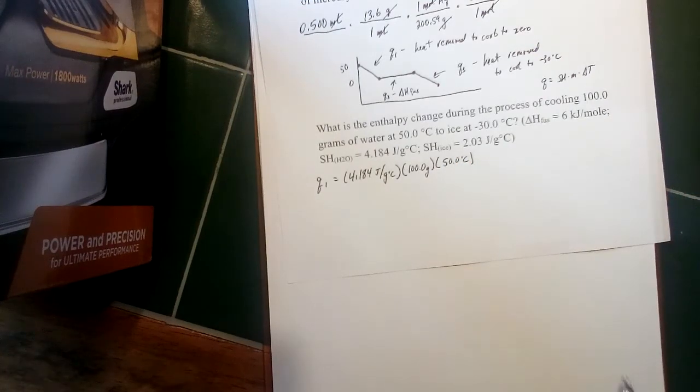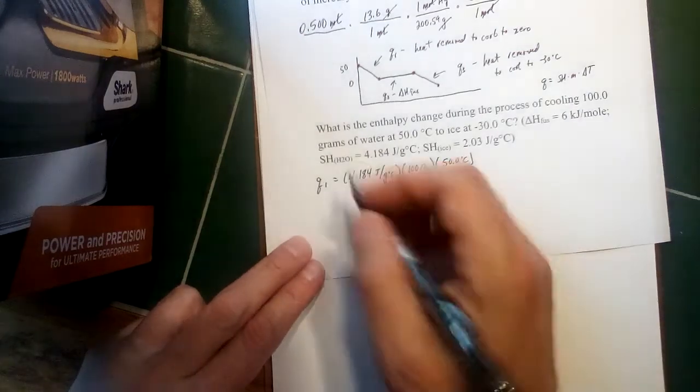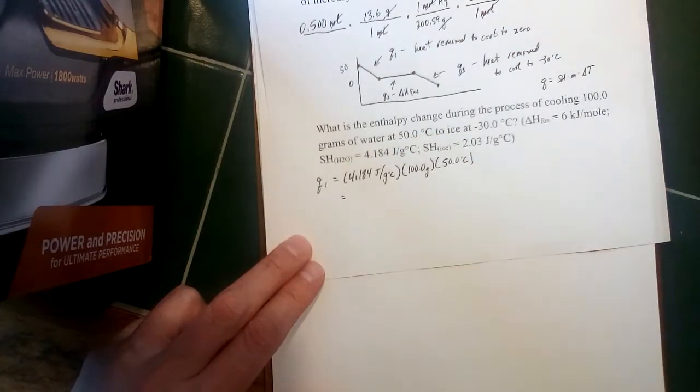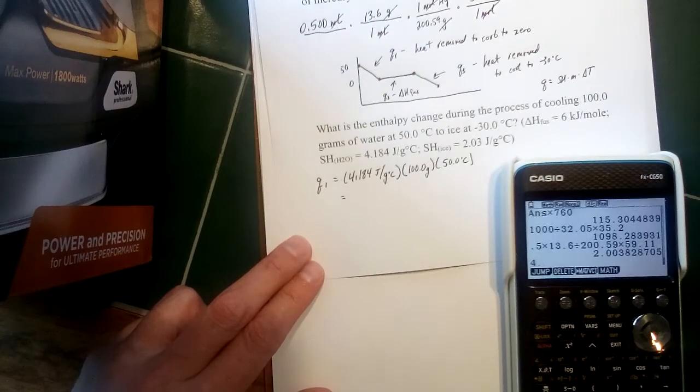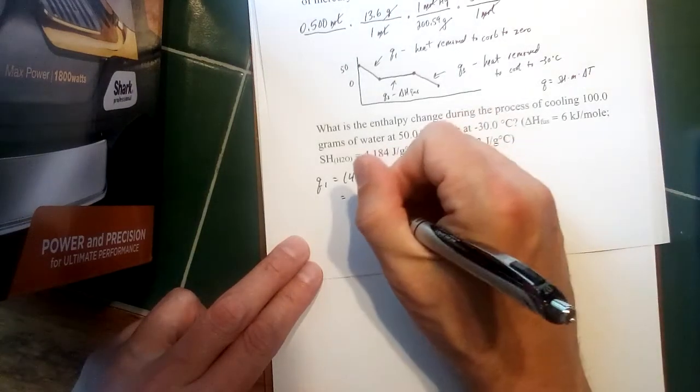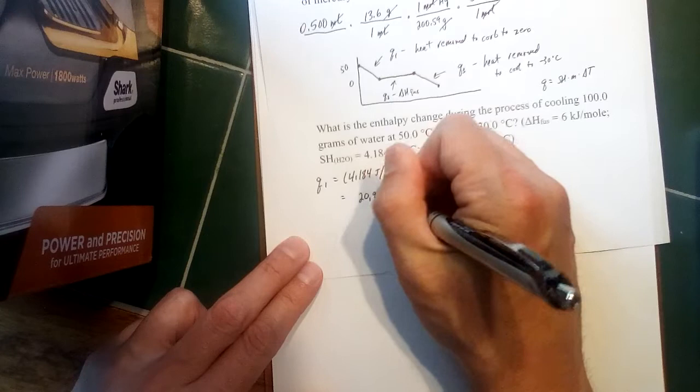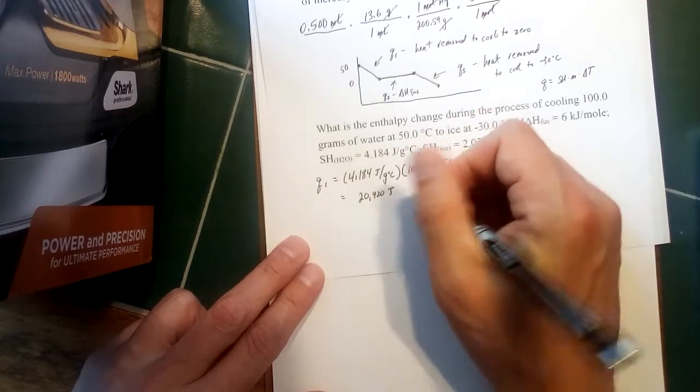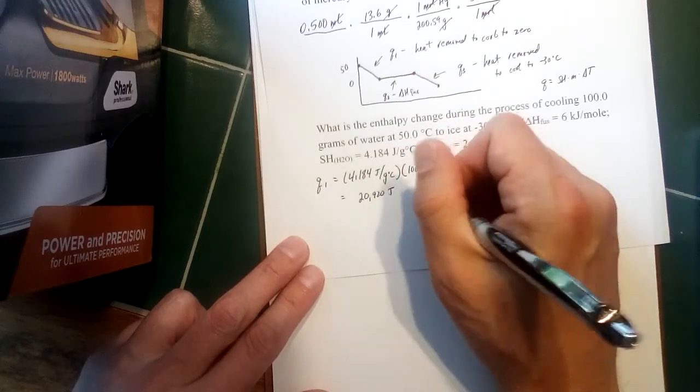Now, you could call that negative 50 if you wanted to use a negative to describe heat being removed. Since we're using the term removed, we're going to calculate all these as positive, but then specify this is how much heat was removed in the process. So, calculate all of those together. 4.184 times 100 times 50 would be 20,920 joules.